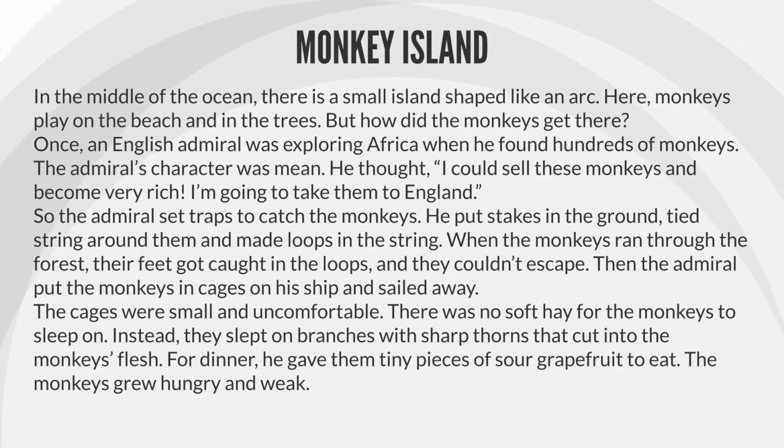So the admiral set traps to catch the monkeys. He put stakes in the ground, tied string around them, and made loops in the string. When the monkeys ran through the forest, their feet got caught in the loops and they couldn't escape. Then the admiral put the monkeys in cages on his ship and sailed away.